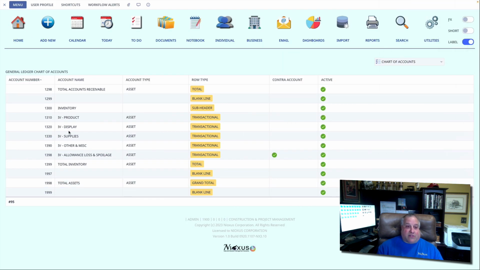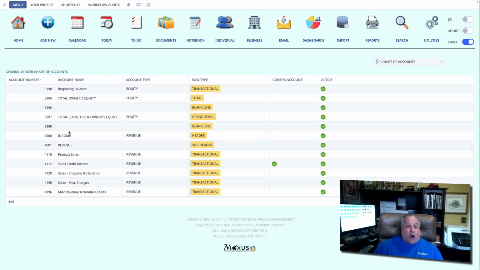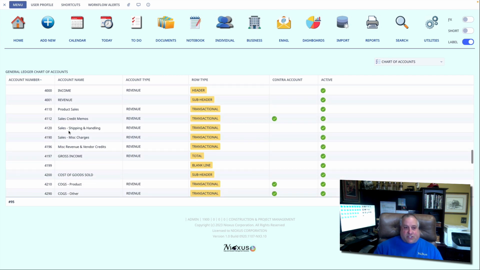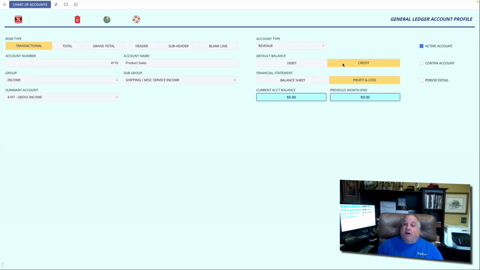Our P&L accounts work exactly the same way. Here we have our 4,000 income accounts. Product sales, credit memos, miscellaneous charges, other revenue and vendor credits. These are all transactional accounts. This transactional account, by default, is going to have a credit balance.